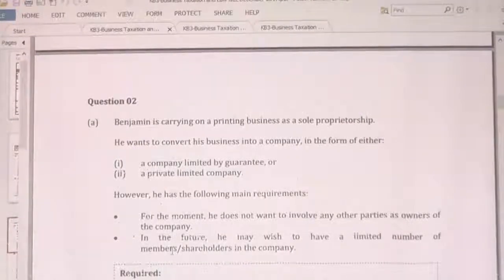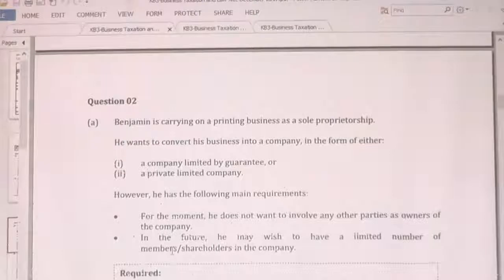Let us look at this question. Benjamin is carrying on printing business as a sole proprietorship. He wants to convert his business into a company in the form of either a company limited by guarantee or a private limited company. However, he has the following main requirements.